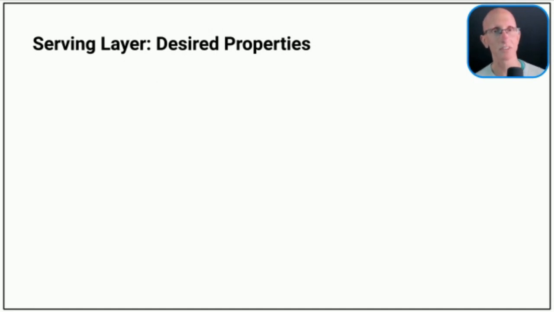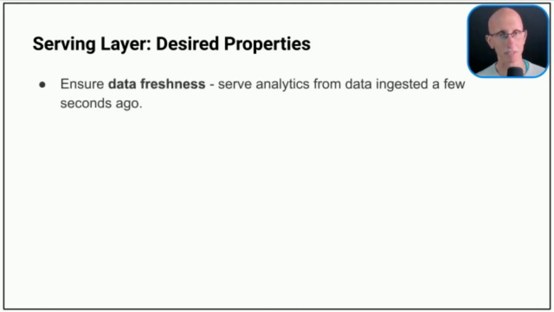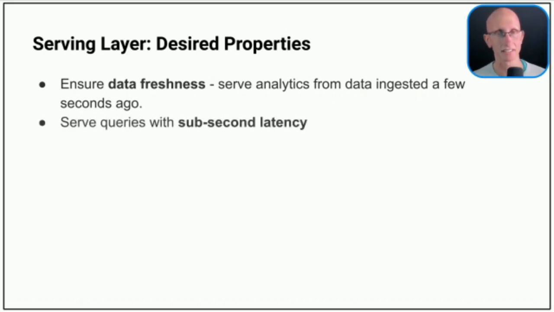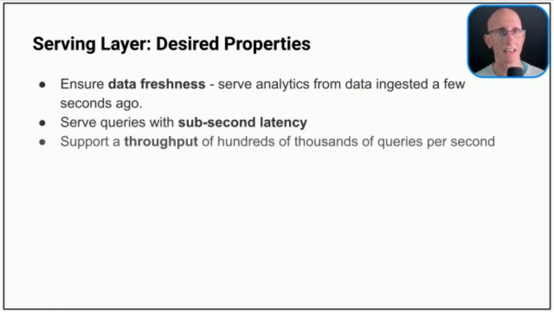Generally, there are some desired properties for the typically OLAP databases that are living in here, but there are other databases as well. We want the data to be fresh, so we need to get it from the streaming platform to the users as quickly as possible. So we need to be able to get it in there fast. And then once we're querying, we want OLTP type query speeds on this OLAP type data. And then we need to be able to operate at high throughput.